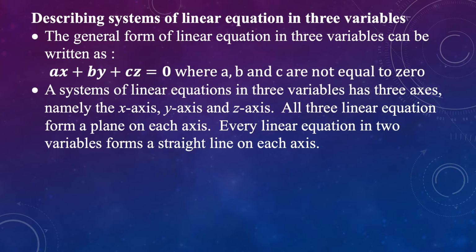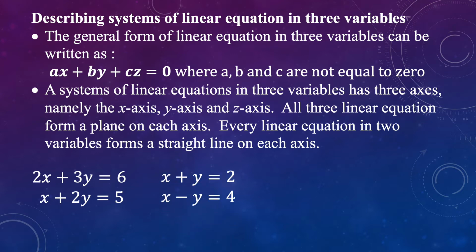Let's see how to describe a linear equation in three variables. The general form of linear equation in three variables can be written as ax plus by plus cz equals 0, where a, b, and c are not equal to 0. Let's refresh back for system of linear equations with two variables. From the previous examples, we have 2x plus 3y equals 6, x plus 2y equals 5. There is a pair of equations here. Same goes for x plus y equals 2 and x minus y equals 4.